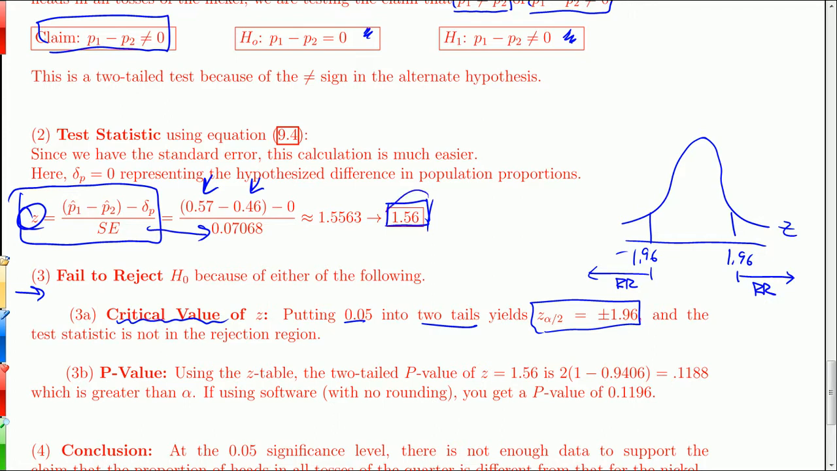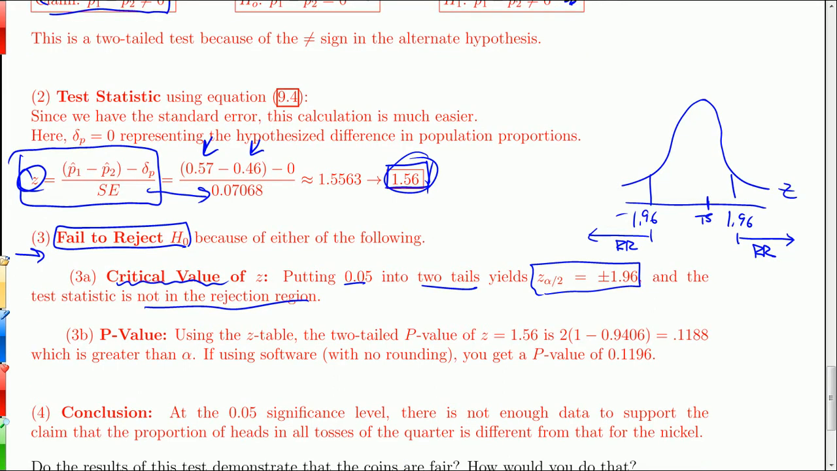Alright, and as you can see, the test statistic is somewhere over here. So the test statistic is not in the rejection region, so I fail to reject the null hypothesis. You can also get the p-value of my test statistic. Because this is a z-test, either option is available to us from the table in the back.